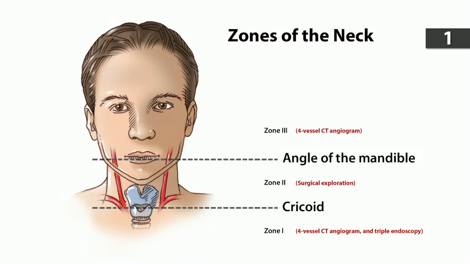Well, zone 1 goes from the clavicle to the cricoid cartilage, and you evaluate an injury there with a 4-vessel CT angiogram and also triple endoscopy of the esophagus, larynx, and bronchi.